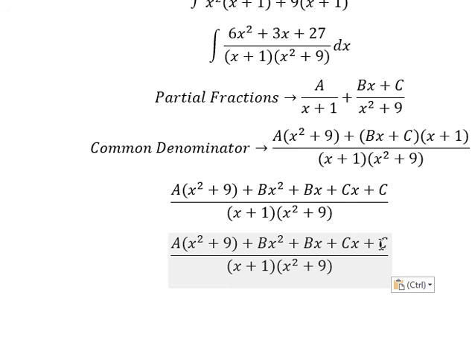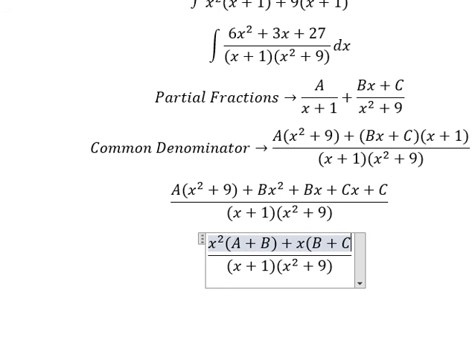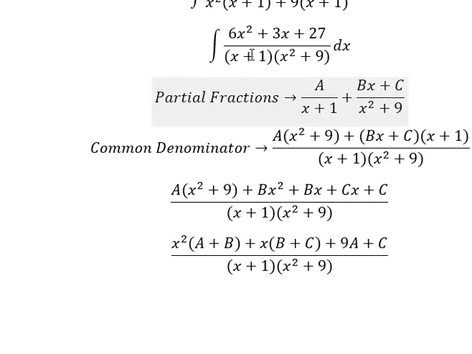Next, we need to arrange based on the terms of s. About s squared, we have a plus b. About s, we have b plus c. About the number, we have 9a plus c. Now, we need to compare coefficients.